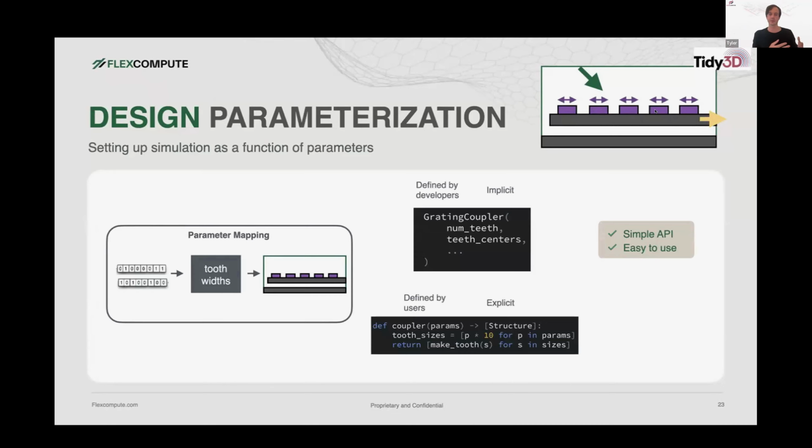Now, the functional approach is kind of like this. Basically, it's a little more code, but you have a function now, coupler, that takes parameters and it returns a list of structures. And your job is to implement this function. You just say for every parameter, compute the tooth size, and then create a TidyGrad structure and add it to the list. So these are both equivalent ways of doing things in TidyGrad. The first is easy to use. The second is essentially extremely customizable.